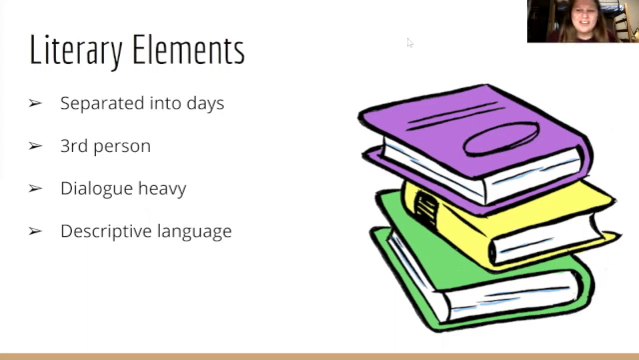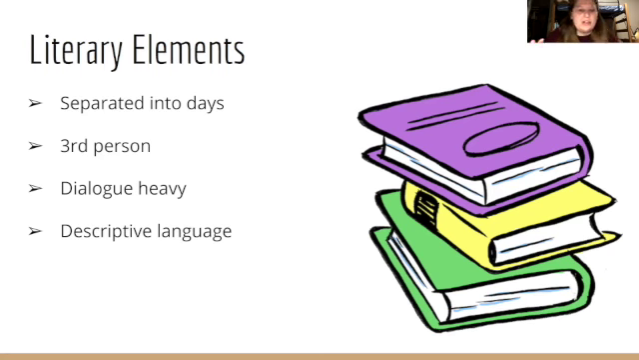So for our literary elements in our narrative, we first decided to separate our narrative into days. So we went day 1, day 2, and so on, and then we reached a final conclusion where we summarized what happens to each character. We also decided to use third person to describe the overall plot of the story because we felt using first person was going to be too difficult to describe all of the emotions and thoughts that were going on, especially when thinking about the fact that there are 7 people in the group.